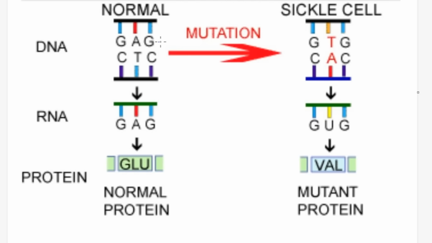So let me go through it here. This is a normal DNA sequence, GAG. And this is going to pair, G is going to pair with C, A is going to pair with T, G is going to pair with C.